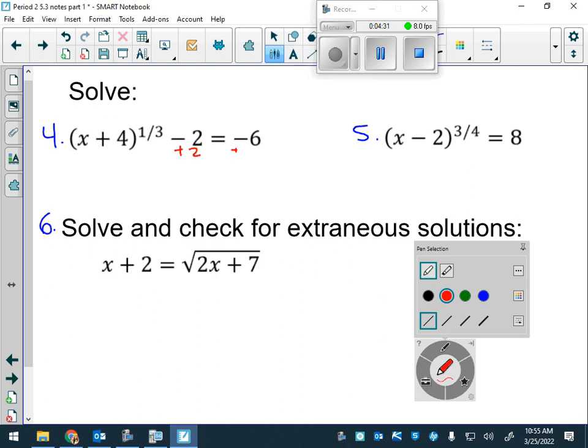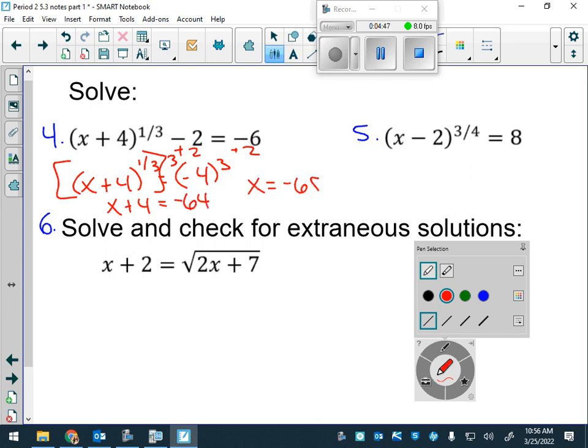So you add 2 to both sides. X plus 4 to the 1/3 equals negative 4. Then you cube it. You have x plus 4 equals negative 64. Subtract 4. X equals negative 68. Good. You could use parentheses showing that you're raising it. The whole thing is being raised to the third power. Okay, number 5. Finn, what do we got for an answer?